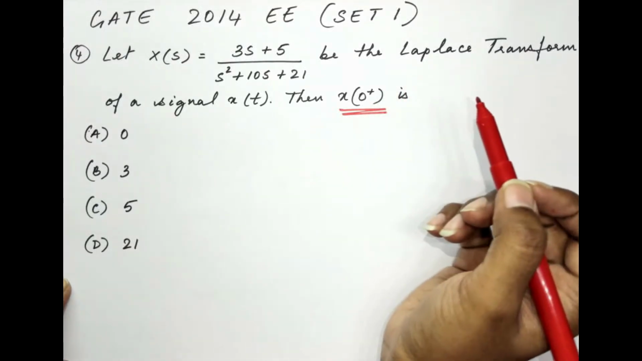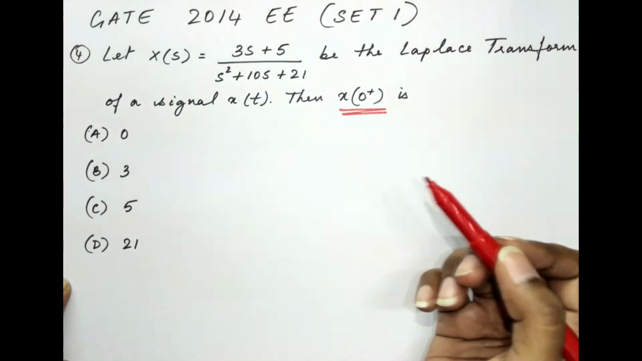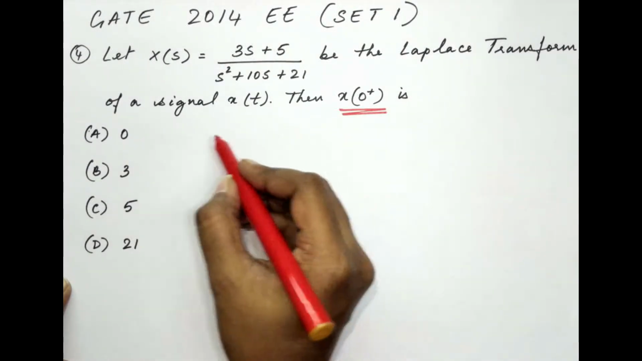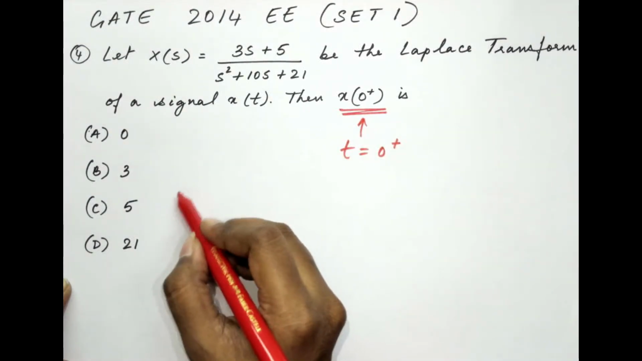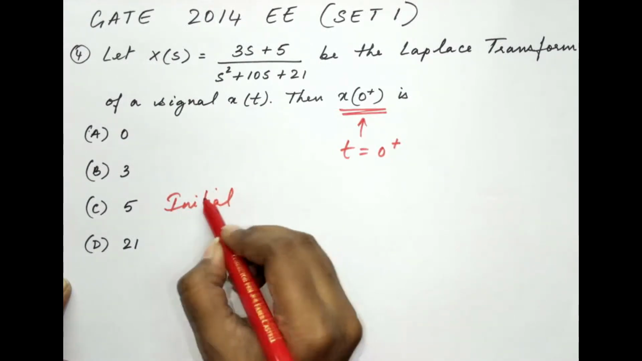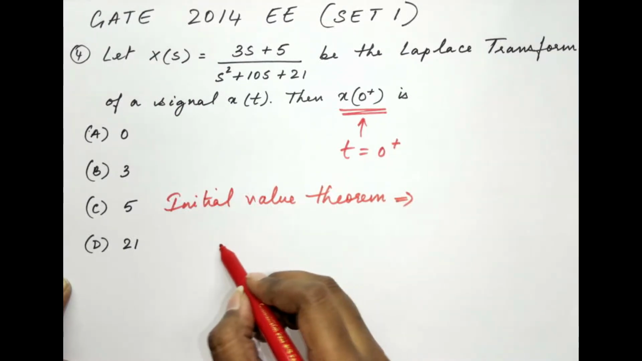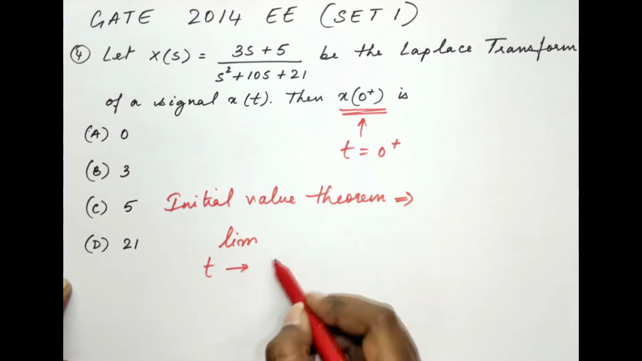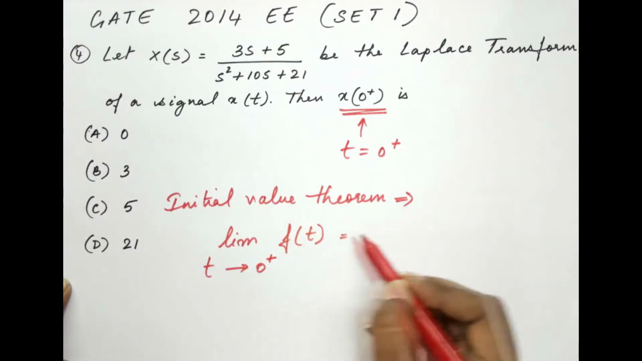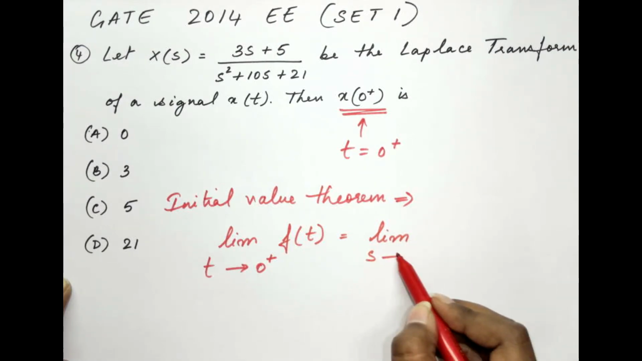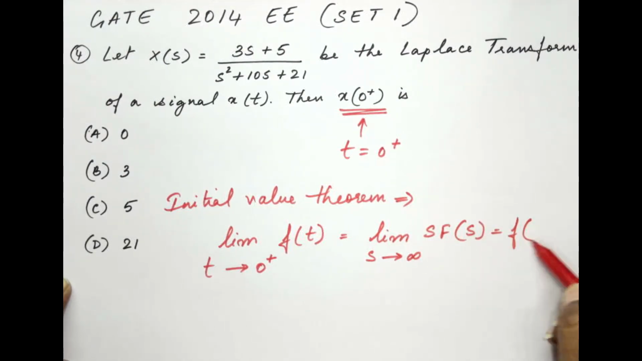According to the initial value theorem, which is one of the basic properties of the Laplace transform, we will be able to find the initial value at a certain time. So the initial value is at time t equal to 0+, right? The initial value theorem states that the limit as t tends to 0+, so this is our initial value, of f(t) equals the limit of s tending to infinity of s F(s), which equals f(0+).